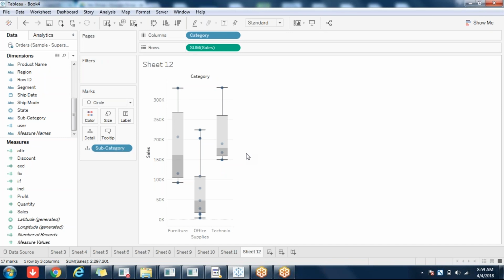Arthur garu, can you please once again explain how the median is divided?